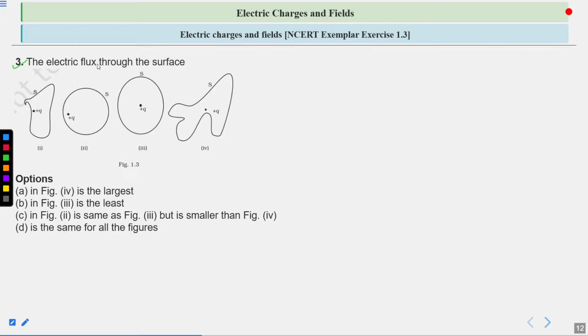The electric flux through the surface is what? There are some figures, first, second, third and fourth. You have to find out the electric flux through the figure. Option A, figure 4 has the largest electric flux. Option B, figure 3 has the least electric flux. Option C, figure 2 is the same as figure 3 but smaller than figure 4. And option D, it is the same for all the figures. Which figure is correct? Think about it.